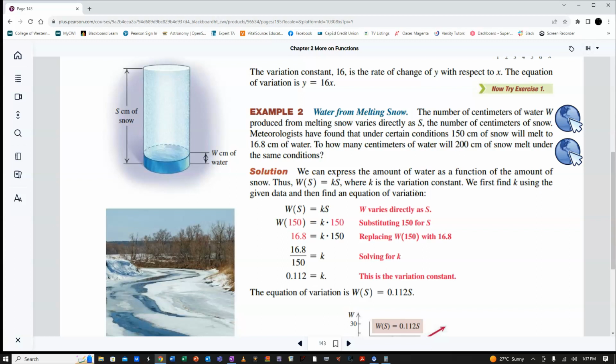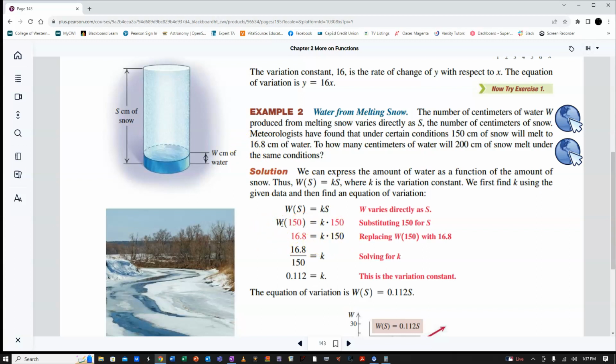So in this problem, we can express the amount of water as a function of the amount of snow. And here you can use letters that are appropriate for the problem. So W of S, the amount of water based on the amount of snow, will equal some constant K times S, because the amount of water produced from melting the snow will vary directly as the amount of snow as shown here. We plug in the given numbers: 150 centimeters of snow turns into 16.8 centimeters of water.